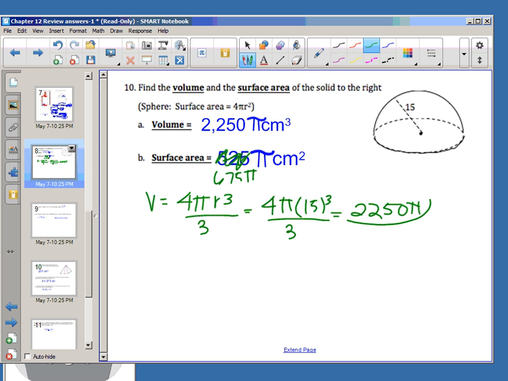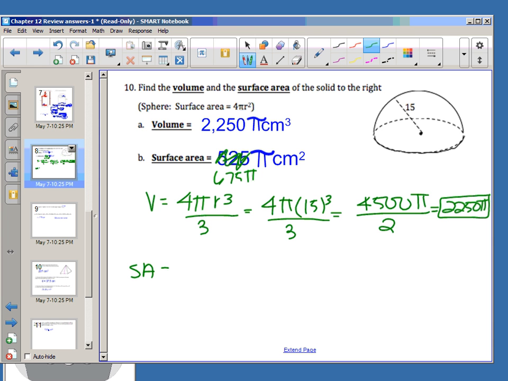So the volume is 2,250 pi. Oh, crud. Sorry, I'm going too quickly. When I do this formula, I really get 4,500, but I have half of a sphere. So I divide it by 2, which gives me 2,250 pi. That's where I got the 2,250. So if you're calculating and going, Miss Marlin, that's not right, sorry, I skipped a step there.